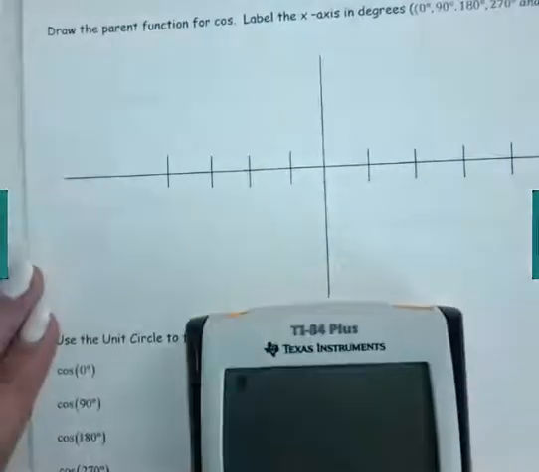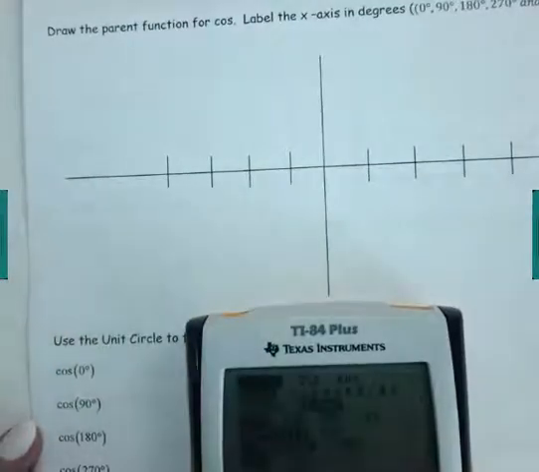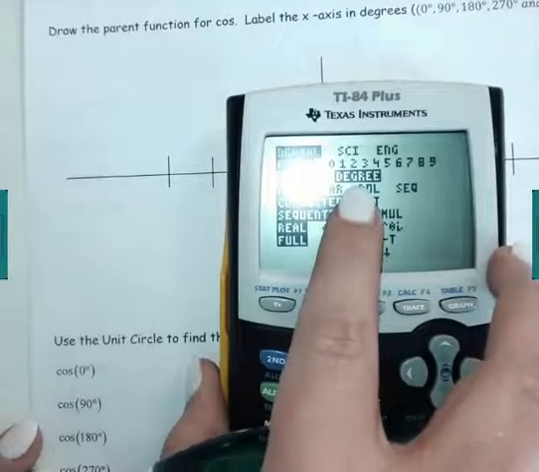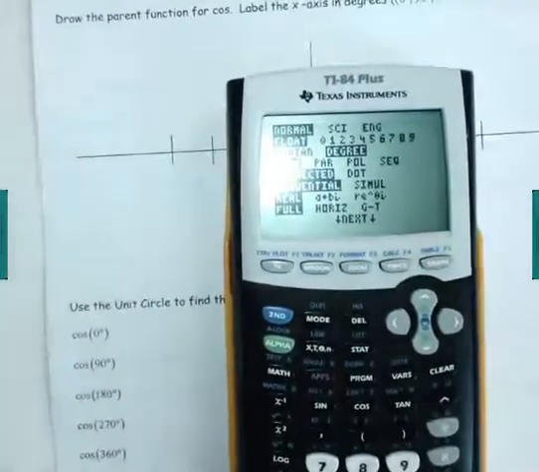Okay, so first one we're typing in. Again, double check your mode. Okay, I can see mine's in degree mode. If yours isn't, it's going to all come out wrong pretty much.